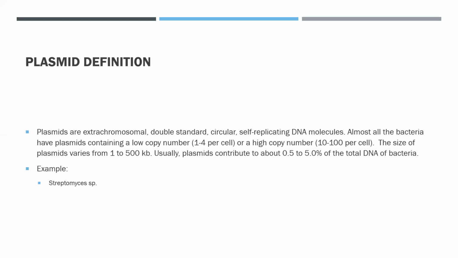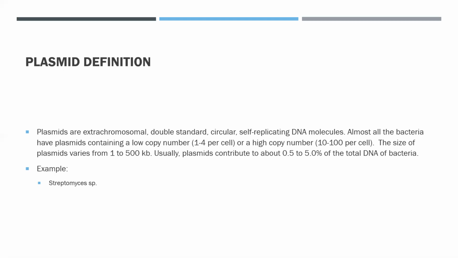Plasmid definition. Plasmids are extrachromosomal, double-stranded, circular, self-replicating DNA molecules. Almost all the bacteria have plasmids containing low copy number or high copy number. Low copy number means 1 to 4 per cell. High copy number is called 10 to 100 per cell. The size of plasmids varies from 1 to 500 kilobase pairs.